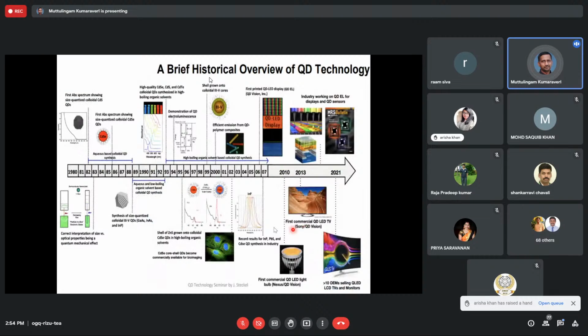This is the brief history of quantum dot technology. In 1980, cadmium sulfide was first invented. Then they used cadmium selenide also, and they made the ink. In the 90s, they made high-quality cadmium selenide, cadmium sulfide, and cadmium telluride, and made dispersions. Then they really worked on it.